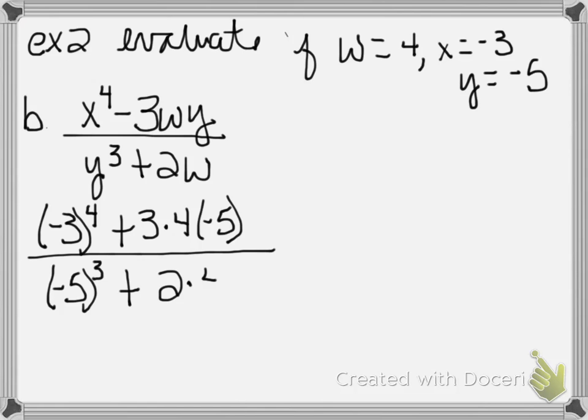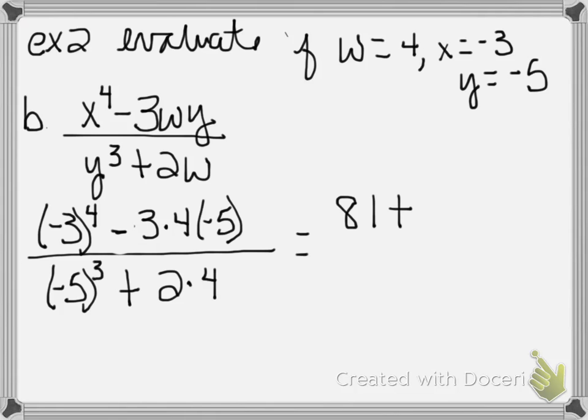Plus 2 times w is 4. Negative 3 to the fourth power. If your base is a negative and your exponent is an even number, then your answer is always going to be positive. If your base is a negative and your exponent is an odd number, then your answer would be negative. And in this case, my base is negative 3 and my exponent is an even number, so it is going to be a positive 81.